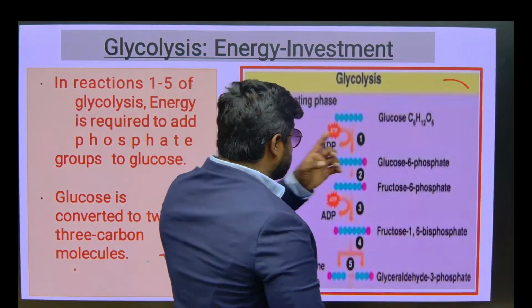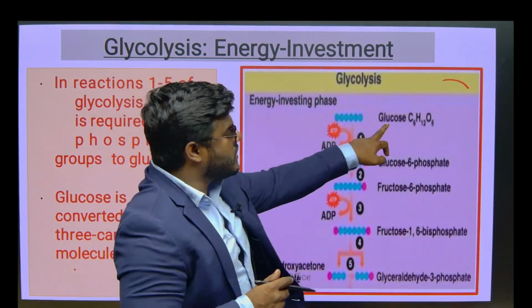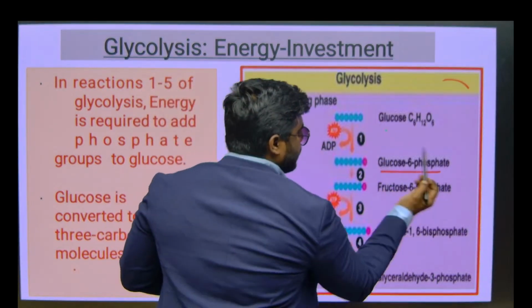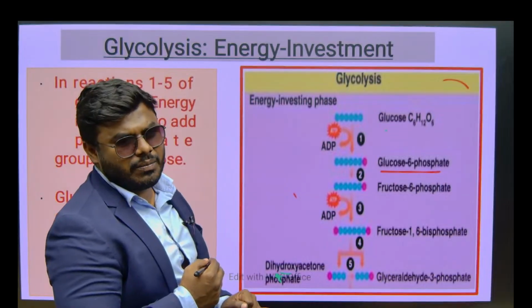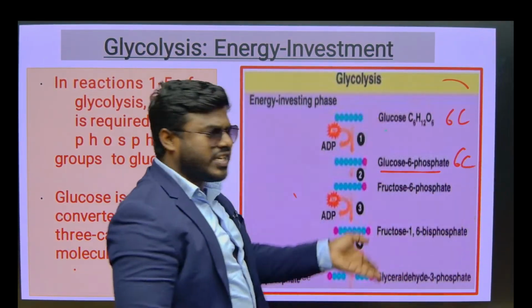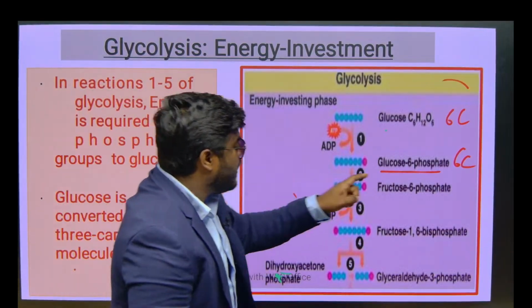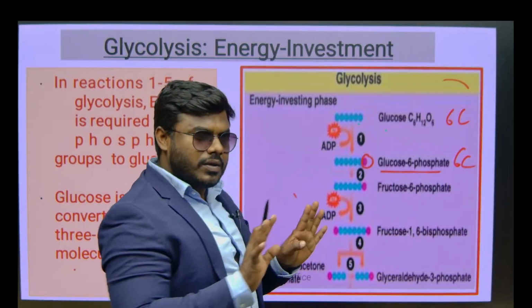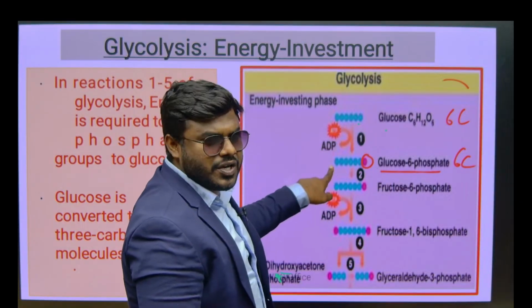So first step, glucose is how many carbon? 6 carbon. Converted into? Glucose 6-phosphate. Is there any change in the carbon number? No. Glucose is 6 carbon, glucose 6-phosphate is 6 carbon. Then what is the difference? The difference, at the 6th carbon, there is an addition of phosphate. That's all. Both carbon numbers are absolutely similar.